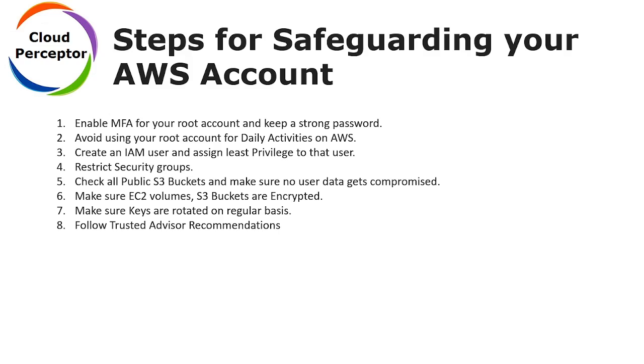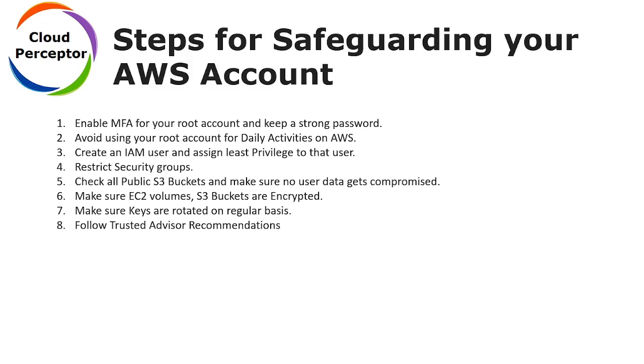So just check for open ports and see if access to everyone is granted. It should not grant access to all IPs, like 0.0.0.0/0. You should have some restrictions on that. Fifth, check all public S3 buckets and make sure no user data gets compromised. You should check regularly for public S3 buckets. Restrict unused buckets, delete them or make them private, and make sure that no user data is compromised over there.